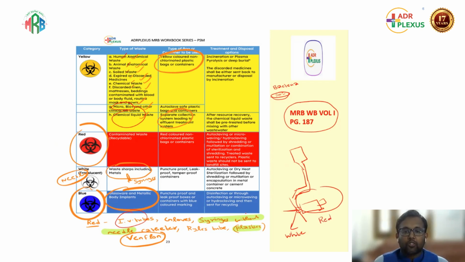Even the gloves, tubes, urinary catheter, everything will go into red. Mainly for plastics. Contaminated waste, recyclable, mainly plastics. Red is mainly for plastics.